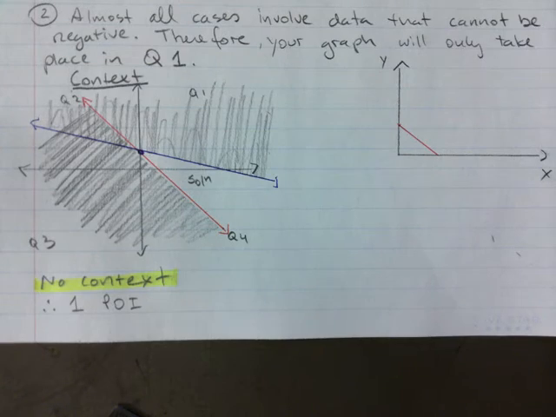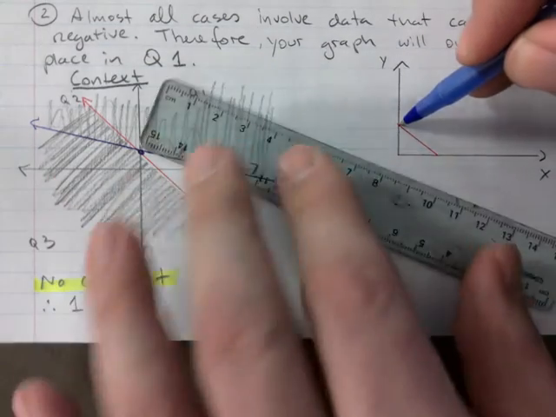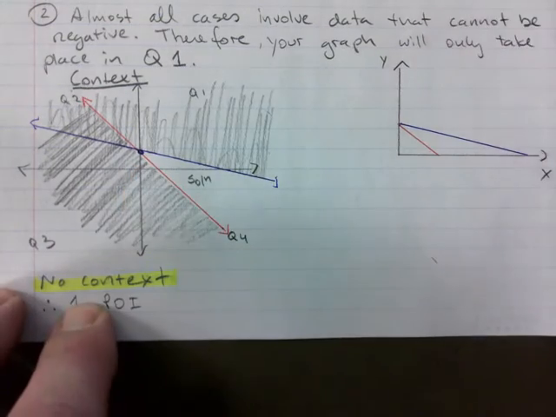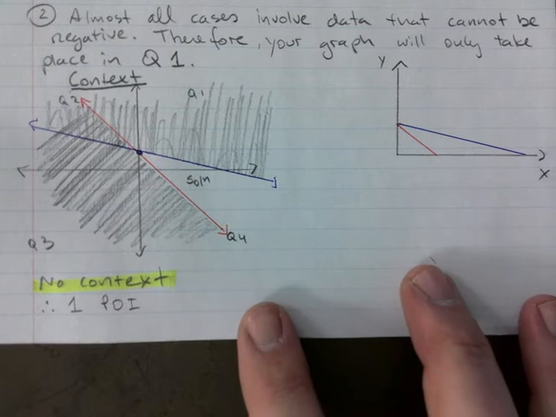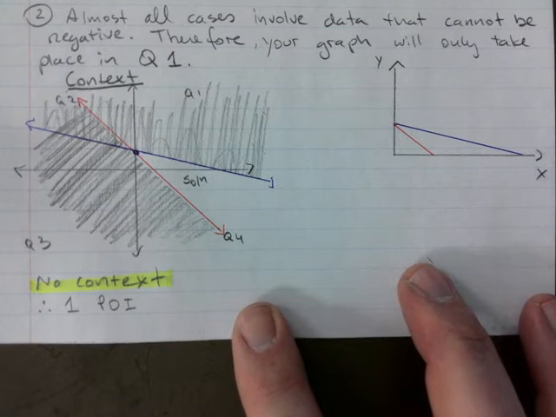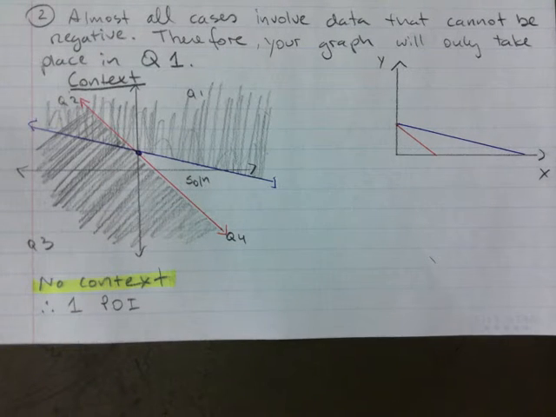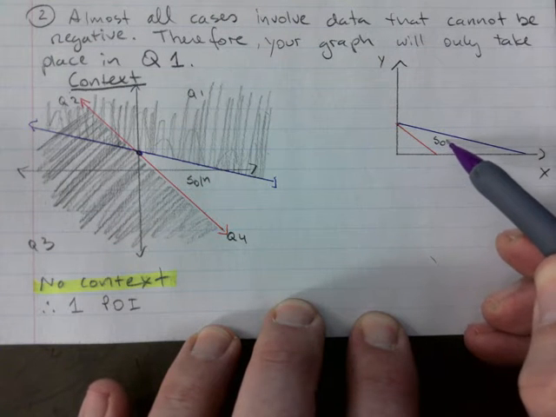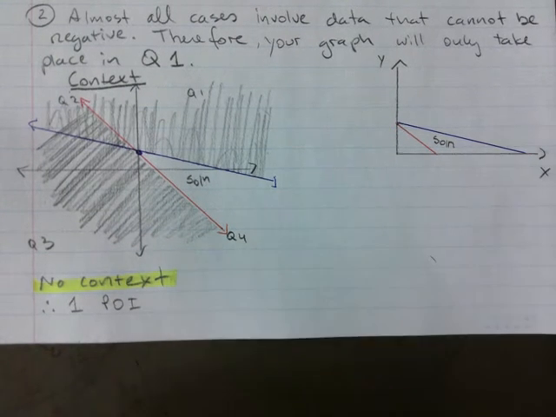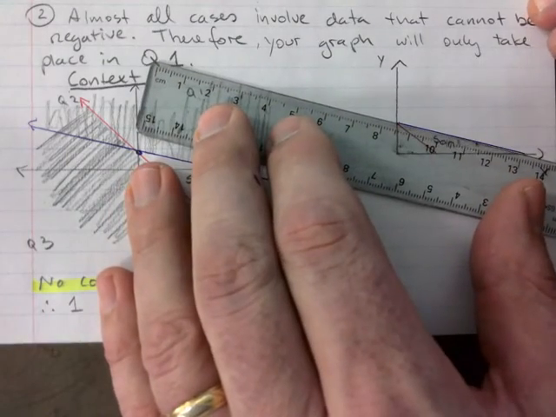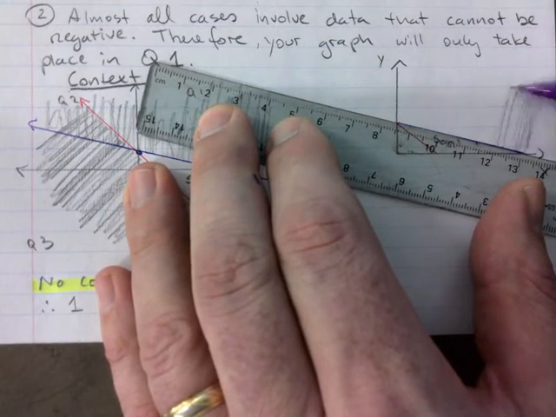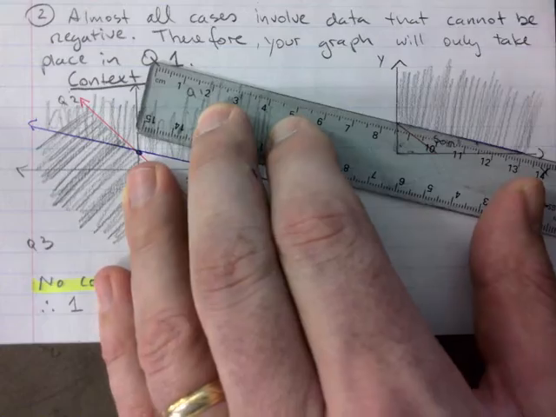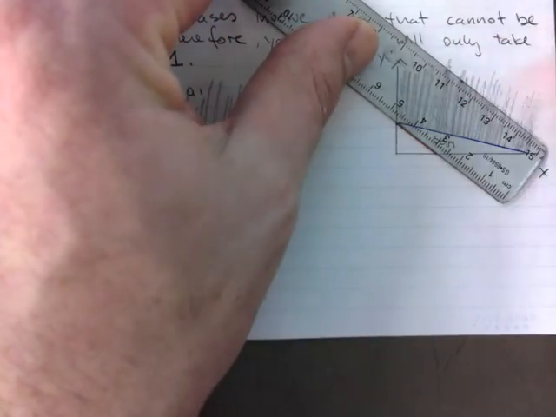And the blue one, they share a point here, but the blue one goes there. And I'm going to repeat my shading. This is my solution region here, still. So the solution hasn't changed, except for I'm now bound to the first quadrant. So just make sure you don't go out of quadrant 1.